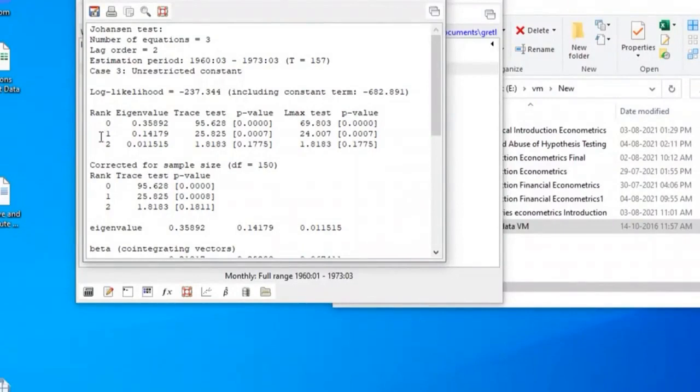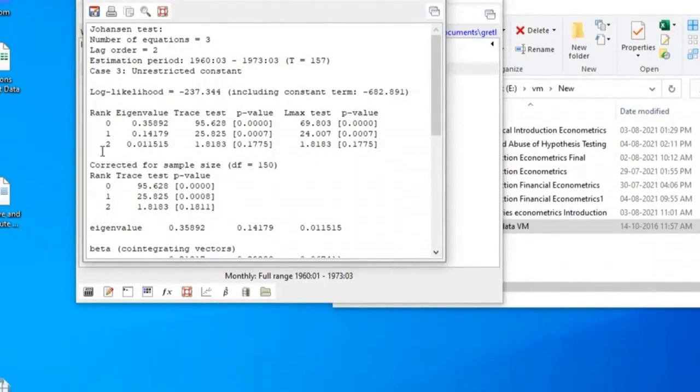And here our null hypothesis is that we have one co-integrating equation. And the p-value is again close to 0 in both the cases. So we are rejecting these. So when we reject a particular null hypothesis or row, we will go to the next row.